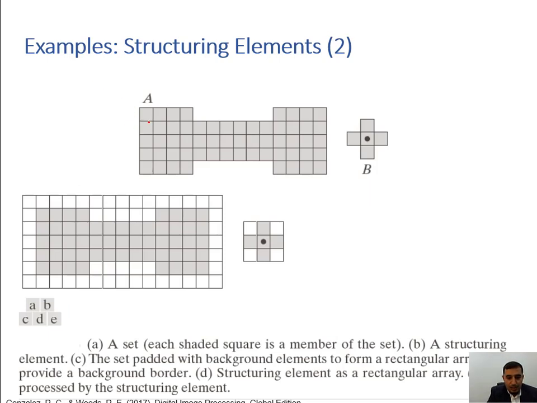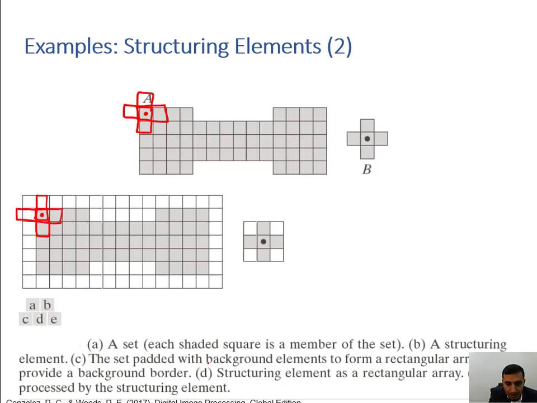So, examples of structural elements. In figure A, we have a set of shaded squares as members of set A. B is the structural element. Then we're going to pad the image. B will have values looking something like this. So we need to pad A so that the structural element can be all within the image, as you can see over here. This is our structural element.